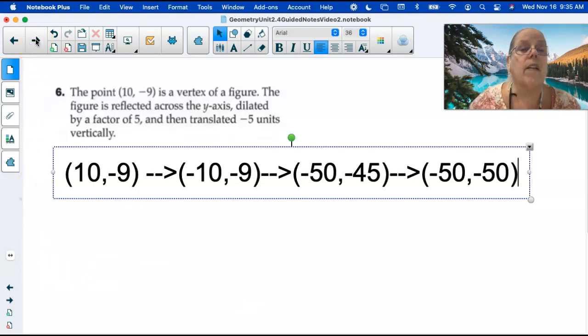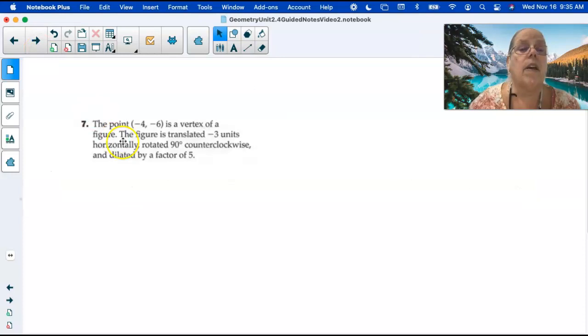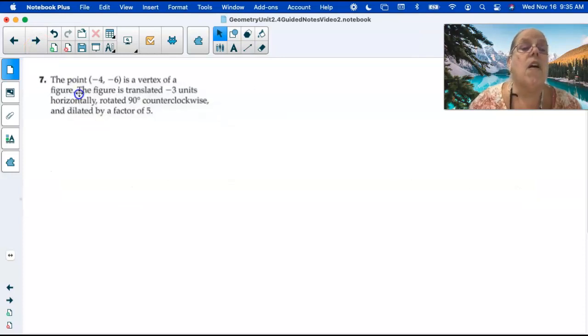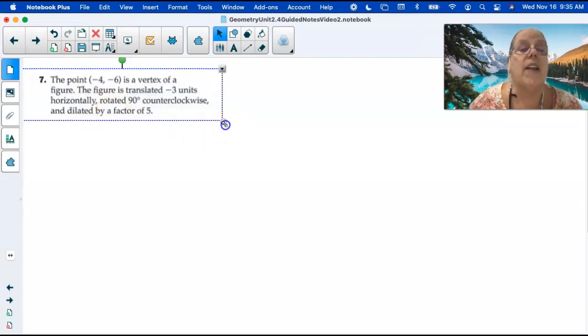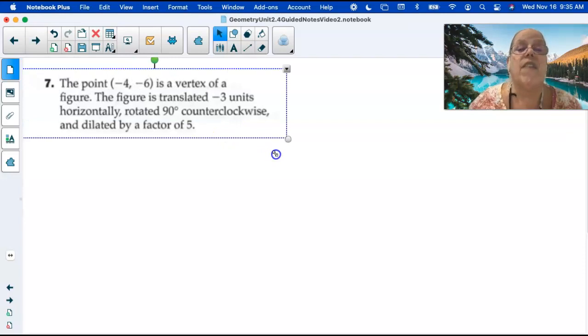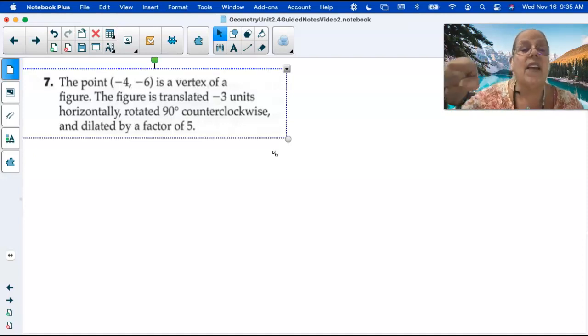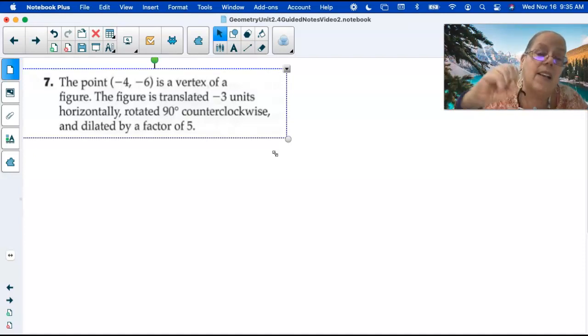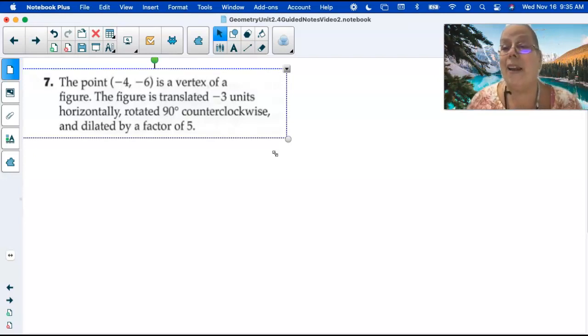Okay, let's look at the next one. Here we go. The point (-4, -6) is the vertex of a figure. Doesn't even really matter what figure it is. The figure is translated -3 units horizontally, rotated 90 degrees counterclockwise, dilated by a scale factor of 5. Where are we going to end up?